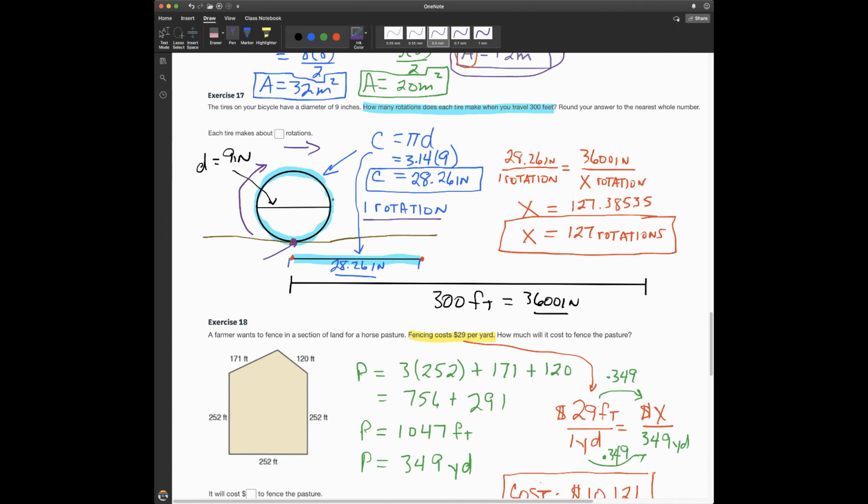All right, so how long is this line? To figure that out, I calculate the circumference of the circle, which I do here. I know that that is one rotation, but I'm traveling 300 feet, which I turn into inches so that my units are the same. I want to know how many rotations that is. So again, I do the math, and I get a kind of long decimal that I round to the nearest whole number, which is 127 rotations.